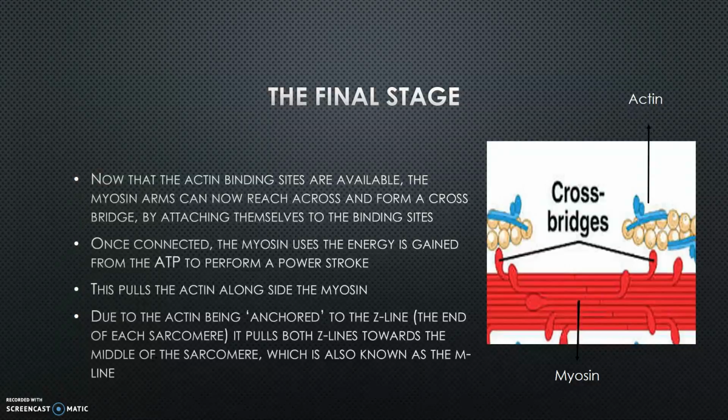And so what happens is the myosin arms form a cross bridge, as we can see in the picture. They reach across and they grab onto the actin binding sites. And what they'll do is they'll perform something called a power stroke. And the power stroke is basically the process of myosin pulling the actin alongside it. And because of the actin being attached or anchored to the ends of the sarcomere, which we will call the Z line, it actually means that these Z lines are being pulled towards the middle of the sarcomere, which is called the M line, and this results in the sarcomere shortening in length.